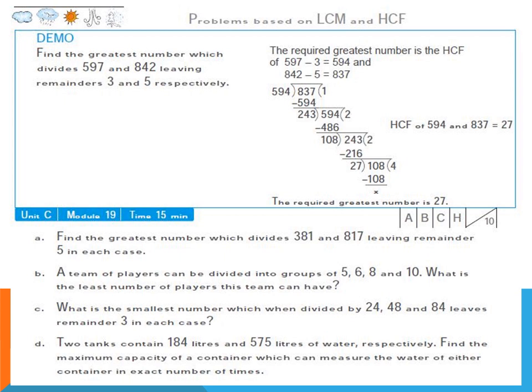Now, once we are clear that we have to find the HCF of 594 and 837, proceed with any procedure, either the prime factorization method or the division method, and finally you will get the HCF as 27. So the required greatest number which divides 597 and 842, leaving remainders of 3 and 5 respectively, is 27.